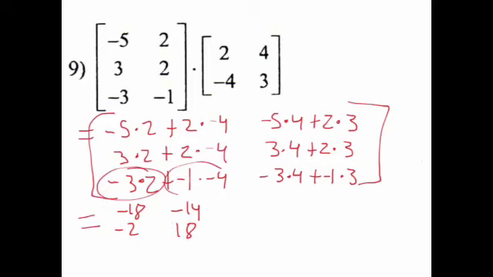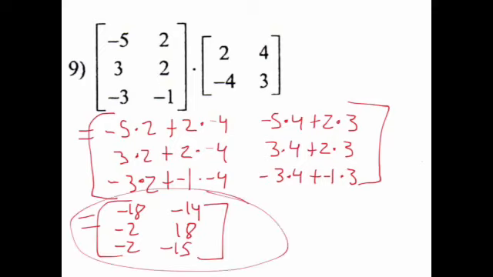This is negative 6. That is positive 4. Negative 6 plus 4 is negative 2. That is negative 12. That's negative 3. Negative 12 plus negative 3 is negative 15. And that is my resulting matrix right there. And I'm going to actually stop there.